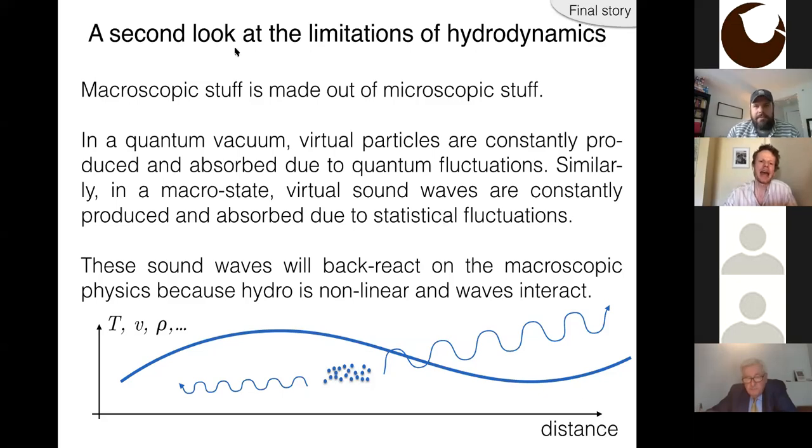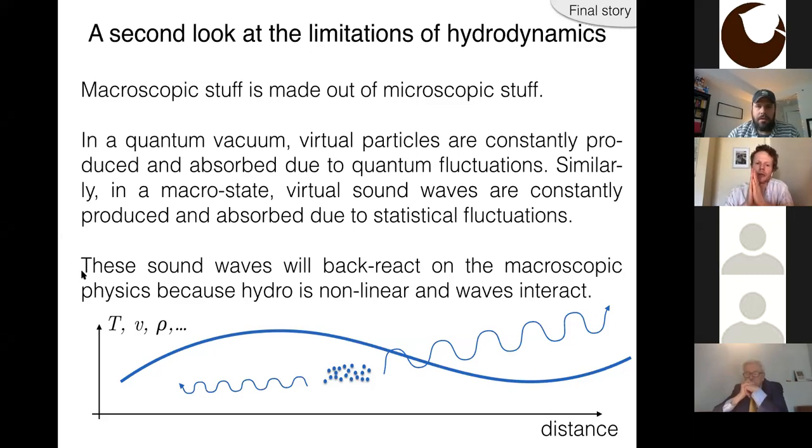So macroscopic stuff is made out of microscopic stuff, so it's clear that microscopic stuff is not simple, even if it is just the vacuum. So in a quantum vacuum, virtual particles are constantly produced and absorbed due to quantum fluctuations. Similarly, in a macro state, virtual sound waves are constantly produced and absorbed due to statistical fluctuations. And just like the quantum fluctuations in the vacuum back react onto classical fields, these virtual sound waves will back react on the macroscopic physics.